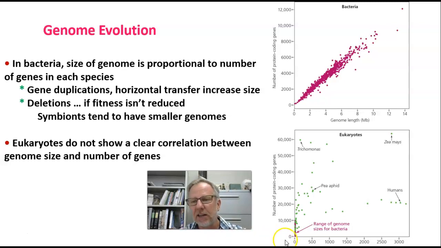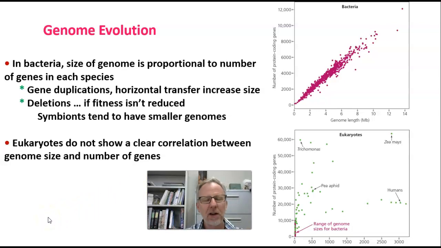So you can see genome length in megabases, ranging from 0 up to 3,000 on the x-axis for eukaryotes, and the number of protein coding genes on the y-axis. And you can see that it's more or less a scatter plot. It's all over the place. So there is no clear association in eukaryotes between genome size and the number of protein coding genes. So that remains to be figured out.